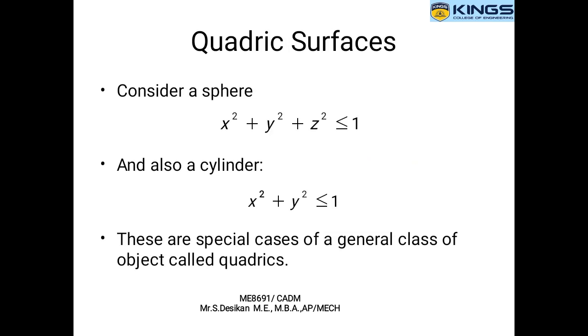Consider a sphere. It is a three-dimensional sphere, not a two-dimensional object. It has the specific equation x squared plus y squared plus z squared is less than or equal to 1. It cannot exceed 1. That is what they are going to convey. Next, the cylinder is x squared plus y squared less than or equal to 1. These are what we call general quadratic surfaces.